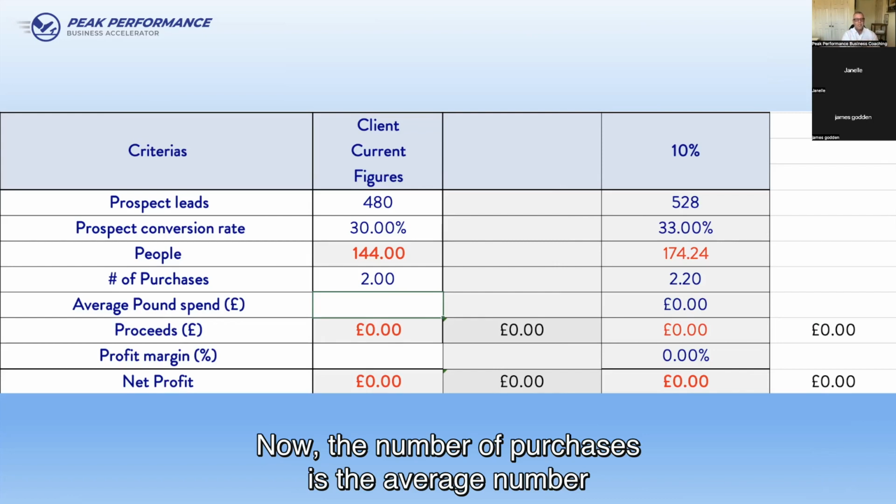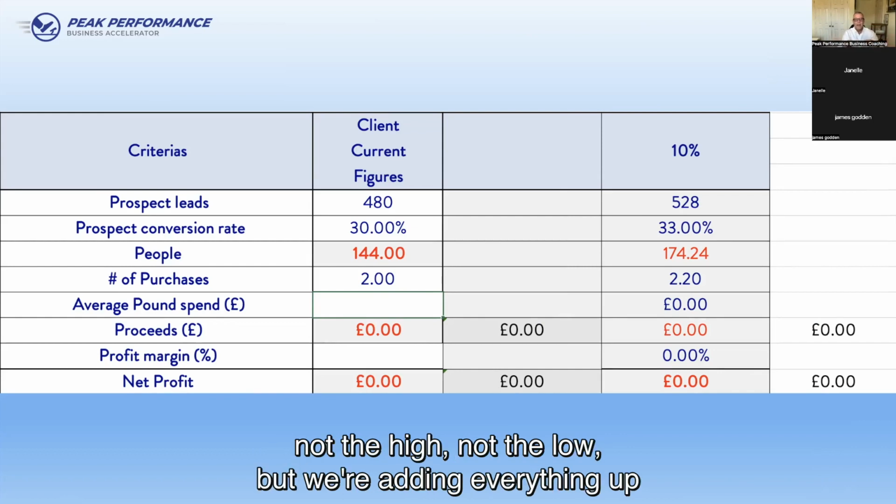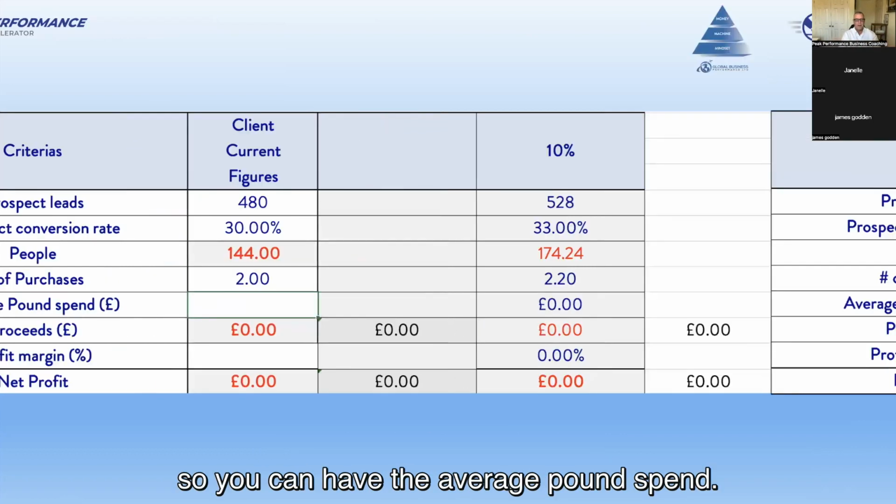Now, the number of purchases is the average number of purchases, just the same as the average pound spend, not the high, not the low, but we're adding everything up so you can have the average pound spend.